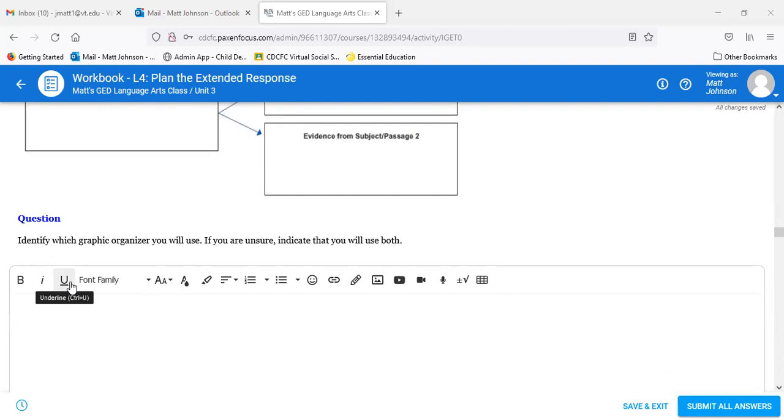So what it's asking here is, identify which organizer you will use. If you're unsure, indicate that you will use both. So I'm throwing this sort of to you, since we did point by point. Do you feel comfortable with that? Would anybody rather use subject by subject? What's your individual preference here?